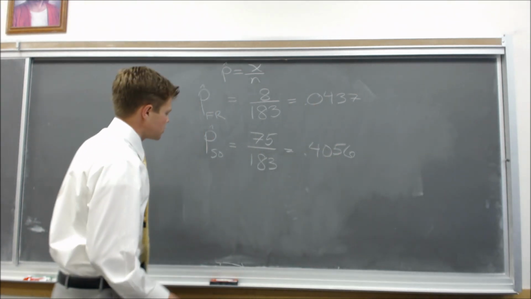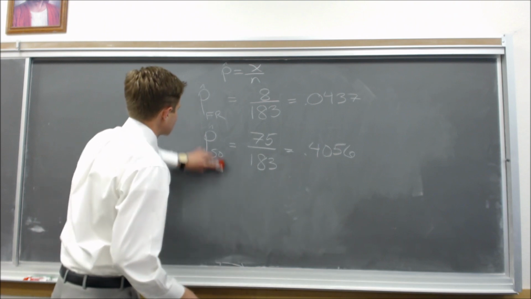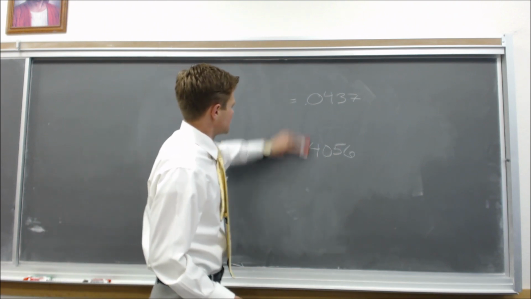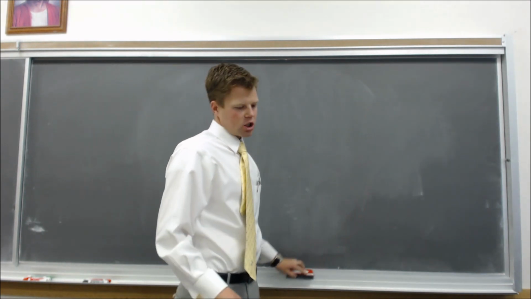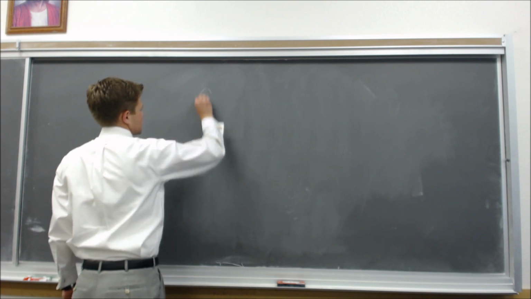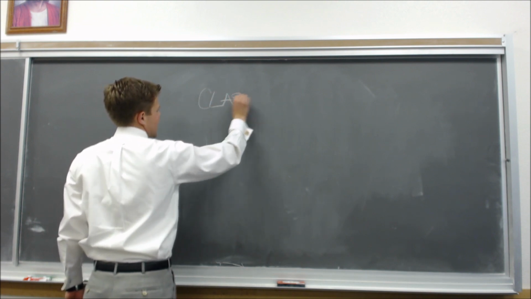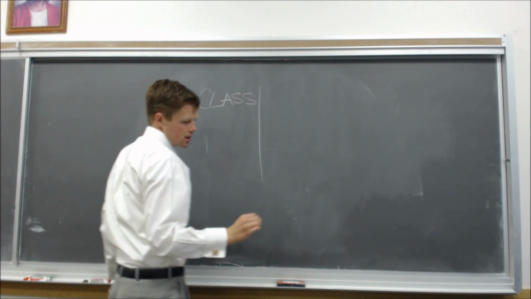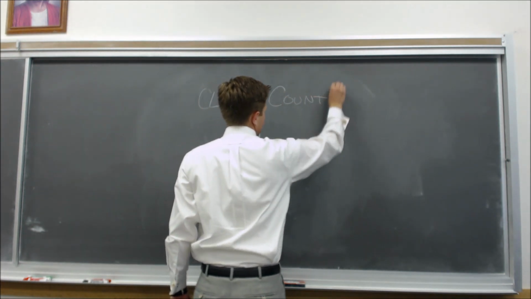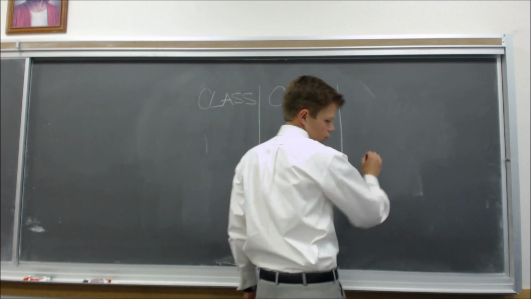Okay? Another way that you could do it is you could make a chart, what's called a frequency chart. And a frequency chart shows the same material, so we could have class, count, and proportion.